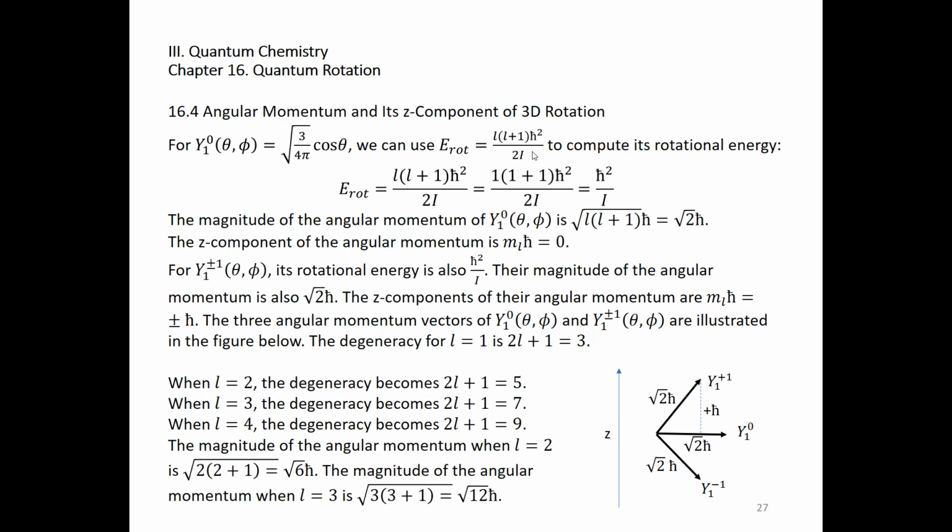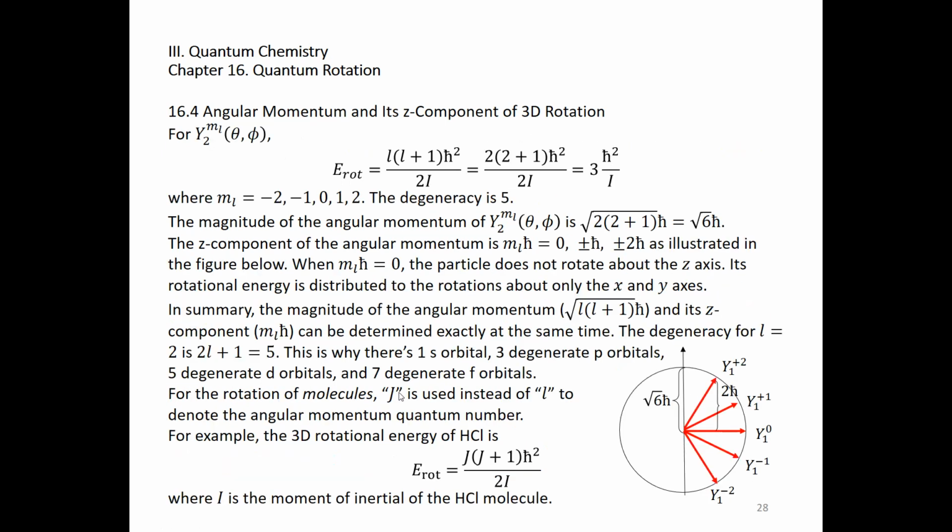Again, we have two equations. One for the three-dimensional rotation energy, L times L plus 1 times h bar squared over 2I. The other is the equation for the angular momentum. Its magnitude is the square root of L times L plus 1 h bar. So we can make a lot of predictions already given the value of L for an electron, for example, in the hydrogen atom.